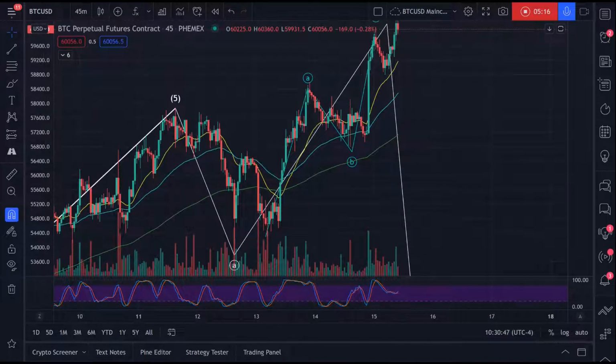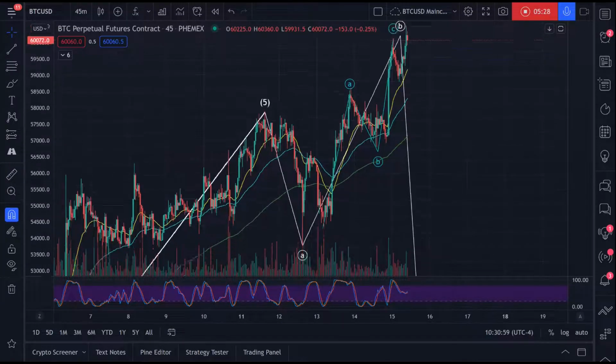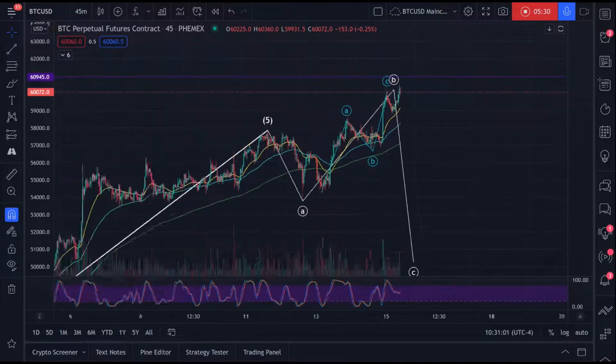So I criticize myself, I do this to myself, right? It's healthy, because I don't really care about being right as much as I care about getting the trade right, if that makes any sense. Anyway, I digress. So we're in the 45-minute time frame.